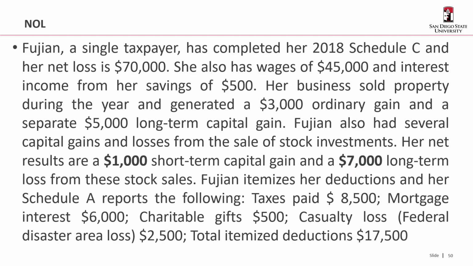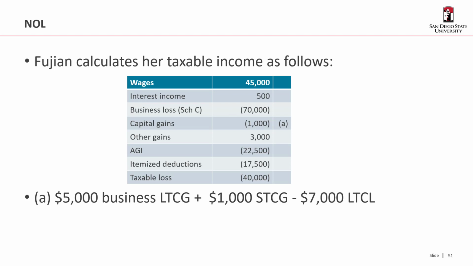Okay, next variation: everything is the same, except she has a $1,000 short-term capital gain and a $7,000 long-term capital loss from her non-business stock sales. Everything else is the same. All right, so we would calculate her taxable income as follows.